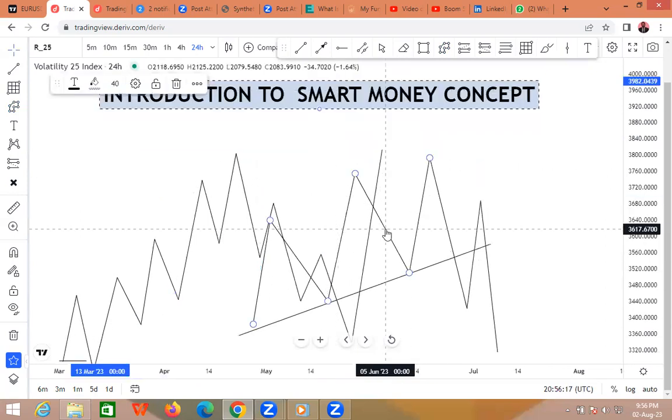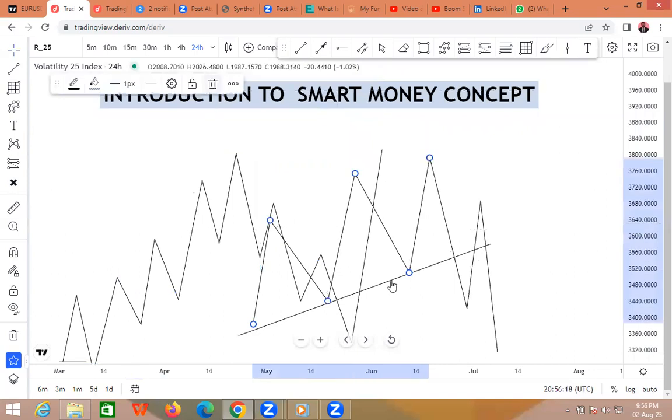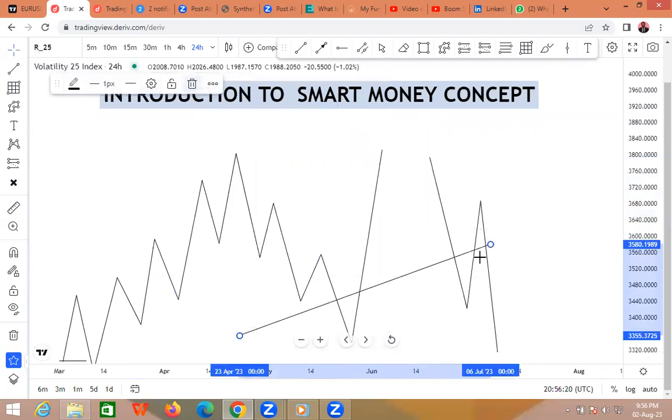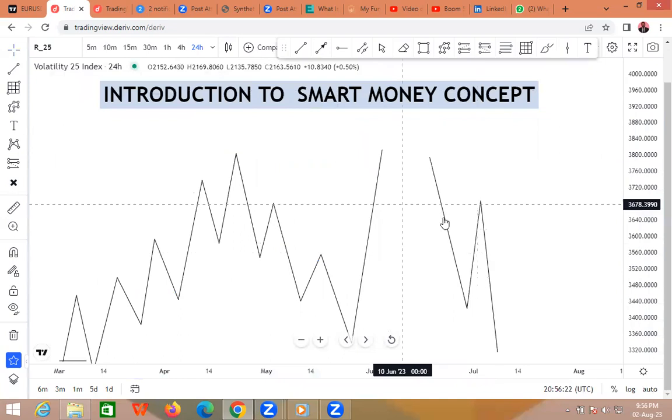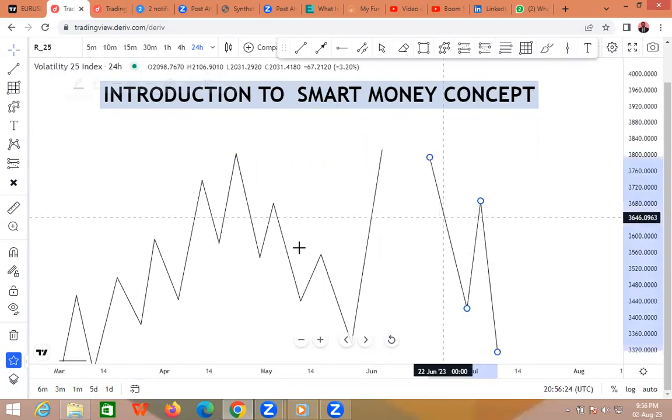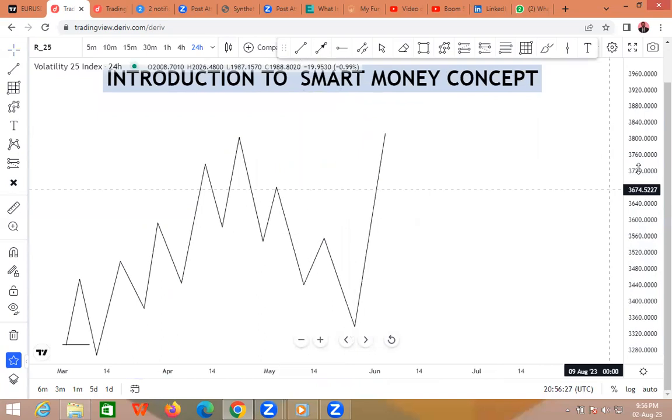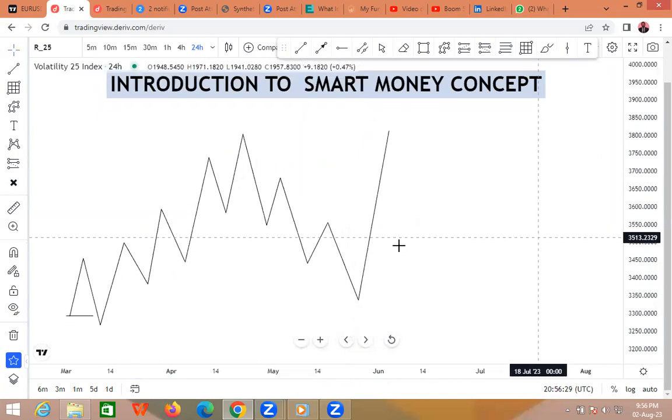Let me just explain something. Let me remove this so that we have a clearer view of what I'm trying to paint a picture of. I don't like teaching like this. I like going straight to the chart so that you are seeing it from the chart. So let's read this price action.